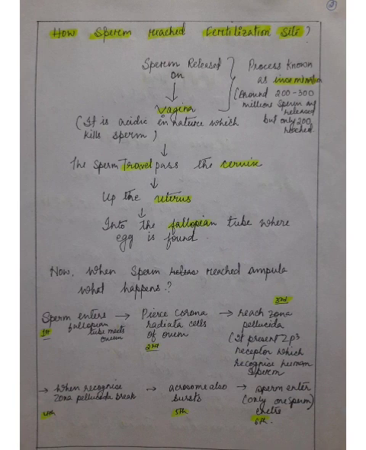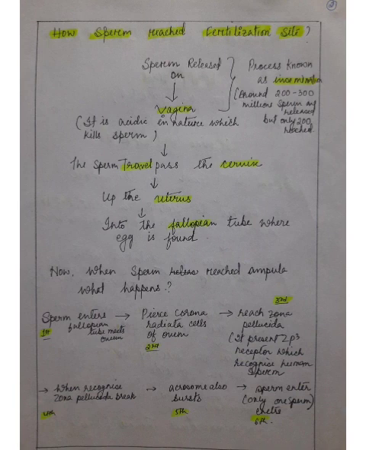And around 200 to 300 million sperm are released. Okay, but only about 200 reach the site. The vagina is acidic in nature, and it kills sperm. That is the reason why only 200 reach the site. Okay, then the sperm travel past the cervix. So I hope you know the female reproductive system, right? So just follow that.